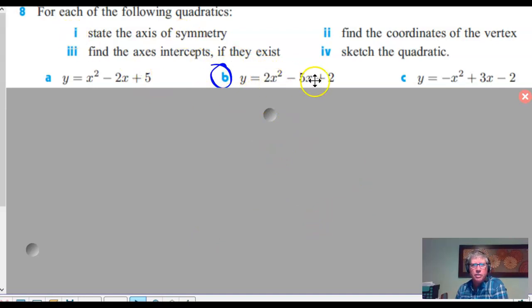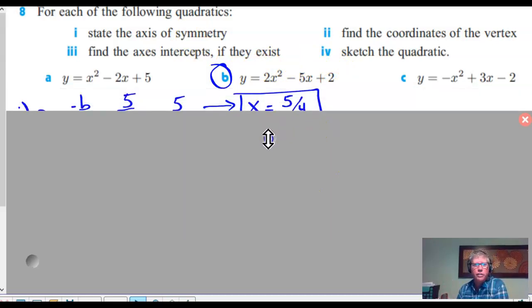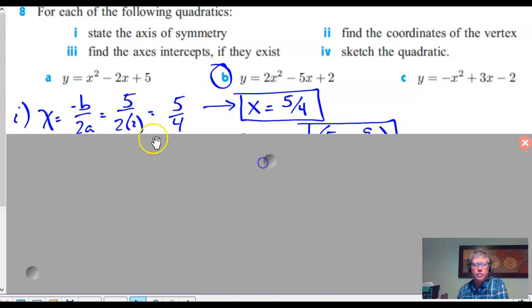State the axis of symmetry. Maybe right away you're going, okay, what is that? All right, that's the vertex. That's the x coordinate of the vertex. So your first step, let's find x equals -b over 2a. Plug it in. I get 5/4. 5/4, that can't be right. It's got to be a whole number. It's math class. So trust your work. It's okay. It's just a beautiful number. 1.25 if you want. There you go.